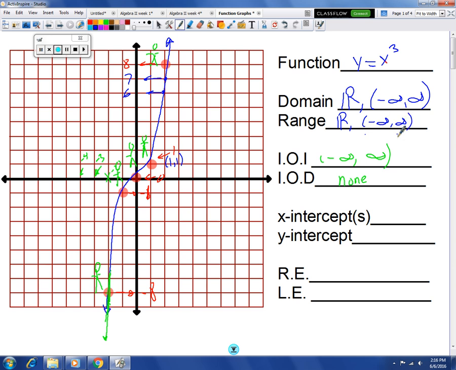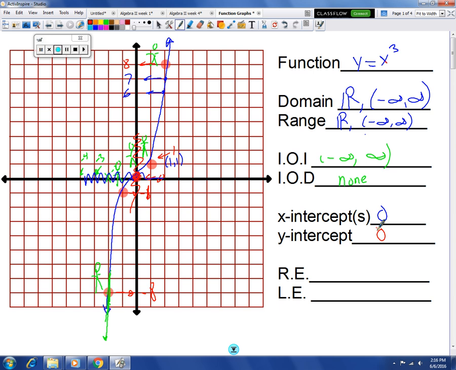X-intercept. Where does that blue curve cross the x-axis? Right here at x equals 0. Where does it cross the y-axis? Also at y equals 0. It's still 0, but it means different things.